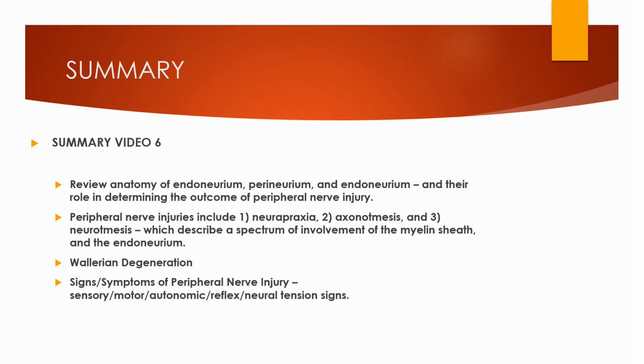We talked about how Wallerian degeneration, at least in the case of axonotmesis, can result in a restoration of the anatomy of injured neurologic structures. And then we talked about the sensory, motor, autonomic, and reflex findings in bona fide peripheral nerve injuries. And we introduced a new topic known as neural tension signs and the role of neural tension testing in assessment of upper and lower extremity peripheral nerve function. And that brings us to today's discussion.